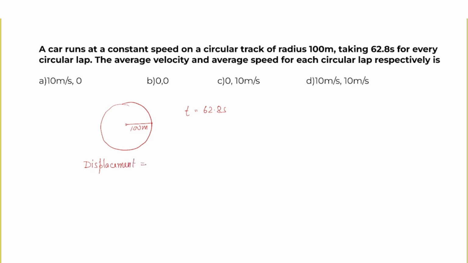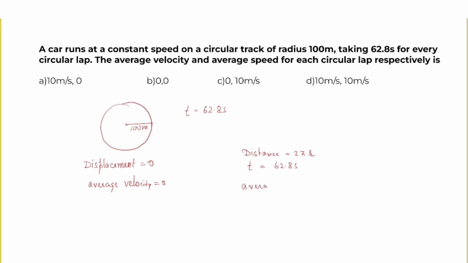So average velocity will be 0. So the first part is average velocity is 0. Distance is 2 pi r in one complete rotation. That will be 2 pi r, and time is equal to 62.8 seconds. So let's find the average speed.